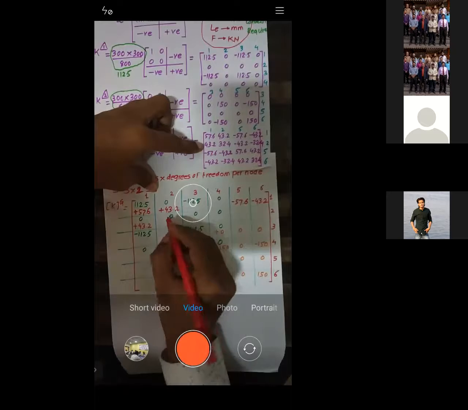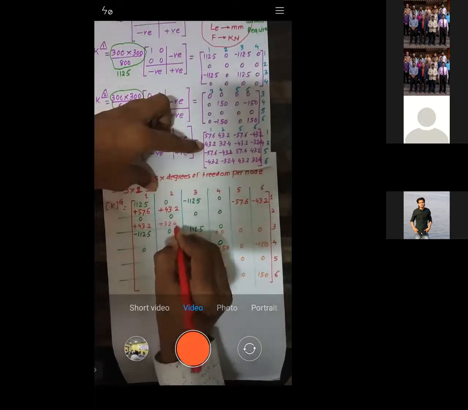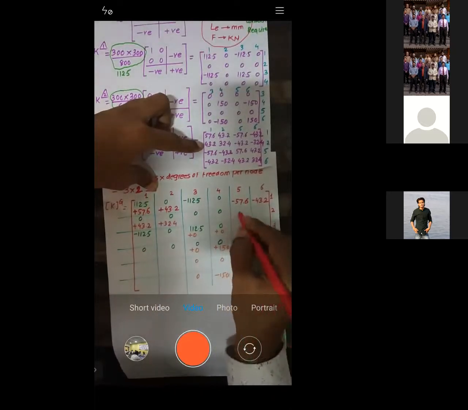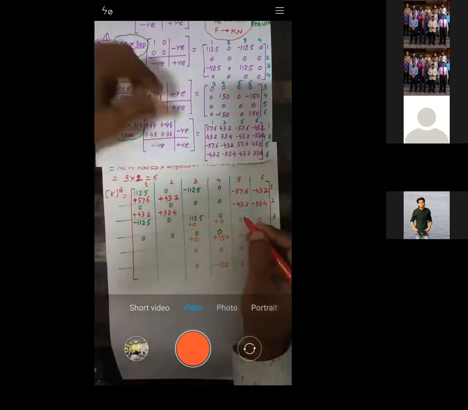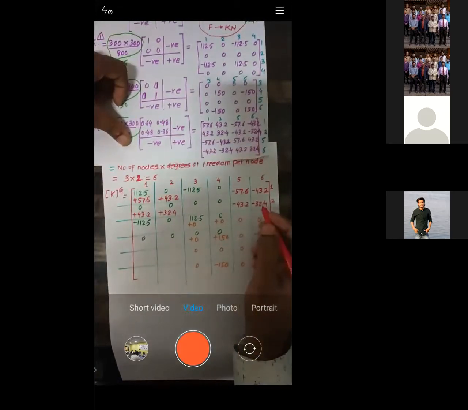Second row, second column, 32.4. Second row, fifth column, minus 43.2. Then here it is second row, sixth column, minus 32.4. Now see, every individual element I am writing, because here we need to take maximum care.